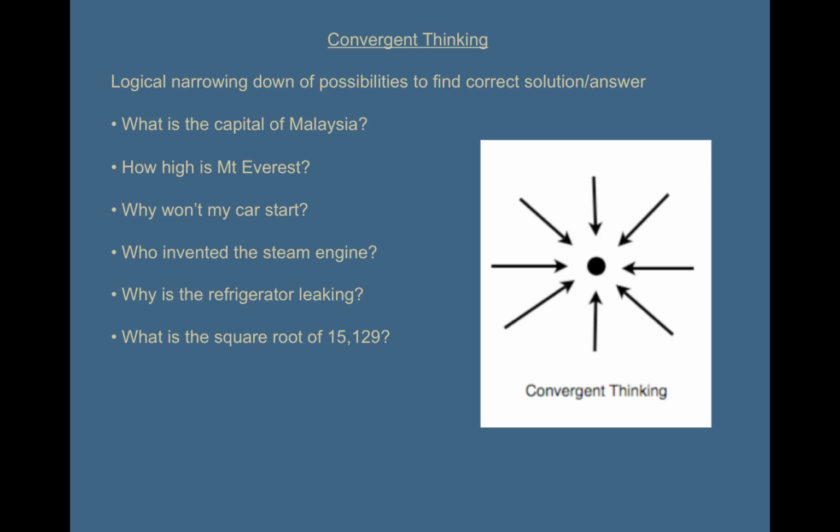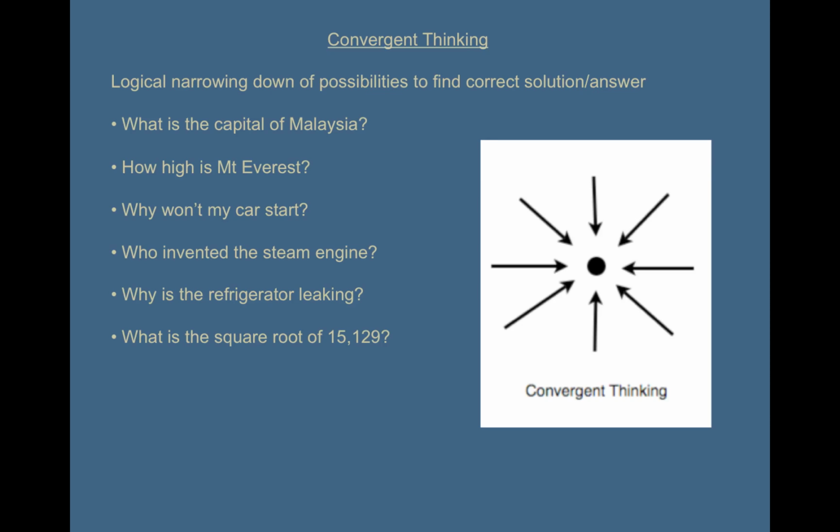So some convergent thinking questions might be these, for example. Not only things like answers on a test, how high is Mount Everest, but things like, why won't my car start? We turn the keys and nothing happens. We then go through a logical process of trying to eliminate likely possibilities for why the car won't start. So all of this is about taking the information and eliminating possible answers by focusing and narrowing down and coming onto the correct singular convergent answer.